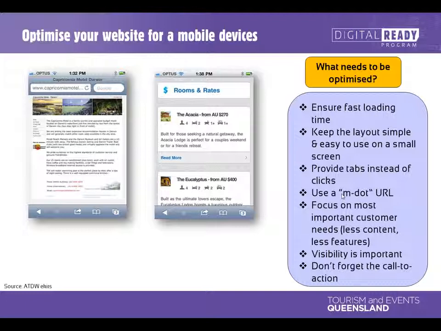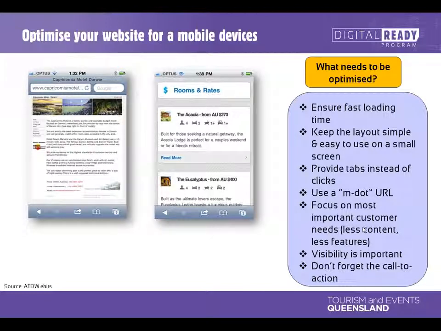The system understands what kind of browser and what kind of device the user, the traveler, is actually using, and will display either the standard website or a mobile website. The mobile website will effectively just be stored on an m.url. As I said before, focus on your most important customer needs.